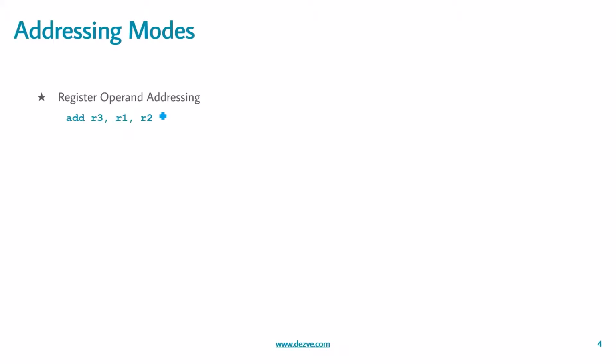Register operand addressing. In this case, this follows the format we have discussed. So we have an opcode, source 1, source 2, DST. R1 and R2 are basically source 1 and source 2, and when we say register operand addressing, it means that R1 and R2 have the values the ALU will operate on.